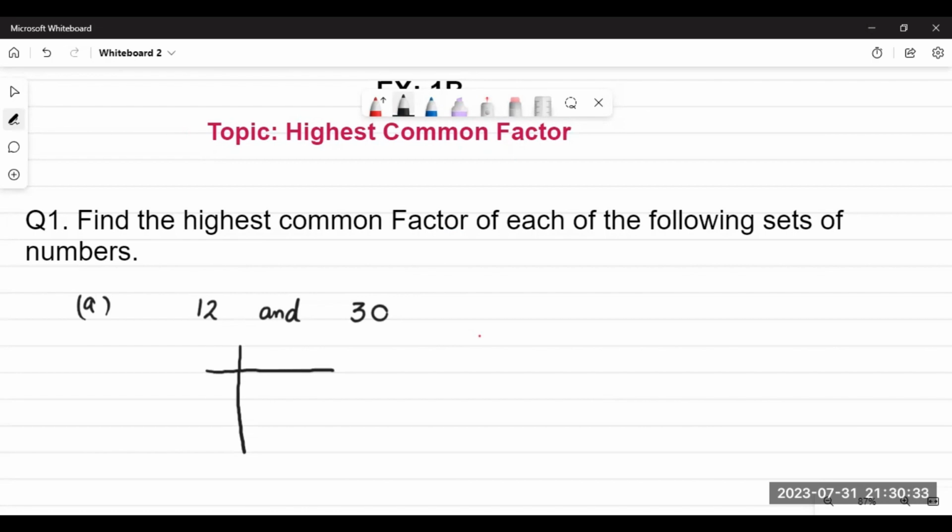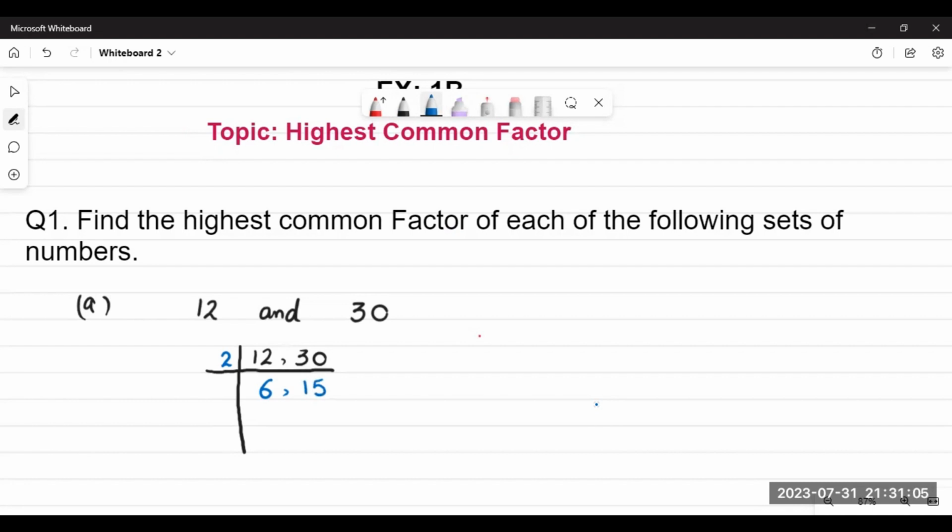So how can I write? I write these two numbers over here, 12 and 30. Now I need to divide these two numbers by the same table. If they are divisible by the same table, you can divide them; otherwise, you have to leave it. So 12 and 30 are both divisible by 2. 2 6s are 12, then 2 15s are 30. Now the next two numbers are 6 and 15.